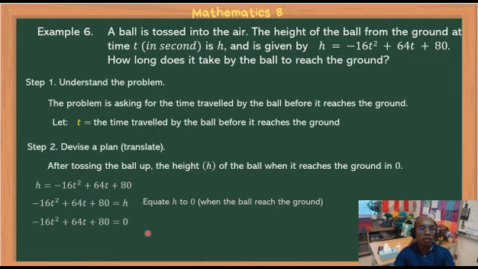To solve an equation, particularly if it is quadratic, the first term must be positive. Since this is negative, we're going to multiply both sides by negative 1. So negative 1 times negative 16t squared is positive 16t squared. Then negative 1 times positive 64t becomes negative 64t. Then positive 80 times negative 1 is negative 80. And negative 1 times 0 is still 0. So this is now our equation representing the given conditions.